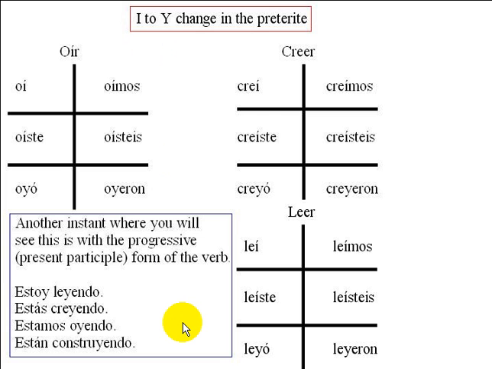And one other instance, you may have seen this before. If you haven't, that's fine. You will see it probably eventually in your studies of Spanish. When you're doing the present participle, meaning when you're talking about what people are doing or were doing, kind of like the -ing of Spanish, the same kind of thing happens with the same verbs too.